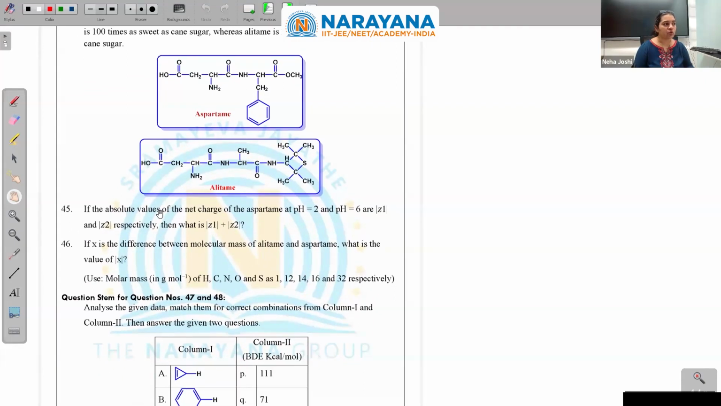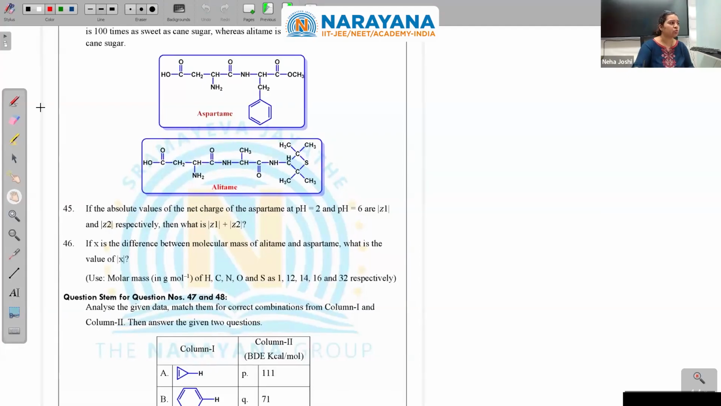Okay, the absolute value of the net charge of aspartame at pH 2. So we have to find, at pH 2, the absolute value of the net charge of aspartame. Correct? So if I check the net charge of aspartame at pH 2, pH 2 is highly acidic. So the acid part, no change. This will become +1.